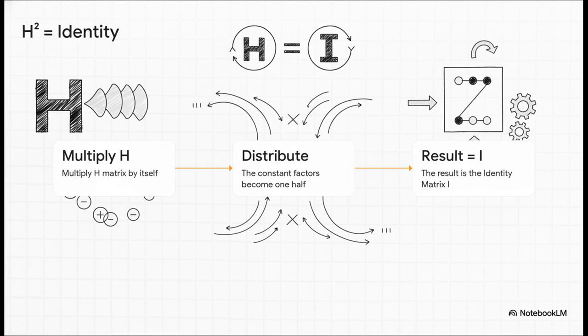What happens if we apply Hadamard twice? Well, when you multiply the H matrix by itself, those 1/√2 factors pull out to become exactly a half. The interior matrix multiplication perfectly cancels the negatives out to give us 2 and 0 on the diagonals. Multiply by that half from earlier, and boom, we're left with the identity matrix, meaning Hadamard is its own inverse. Applying it creates your superposition, and applying it again perfectly undoes it.